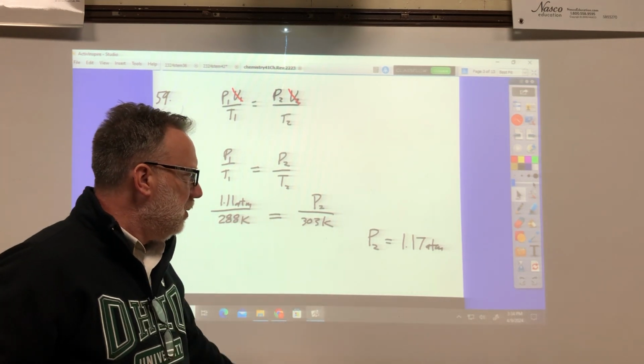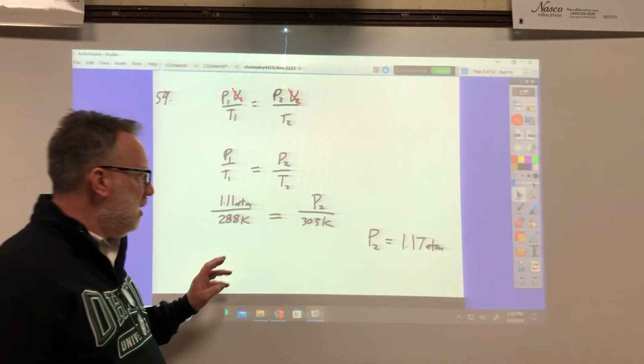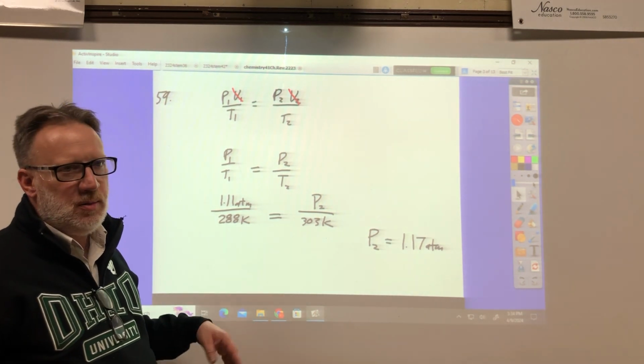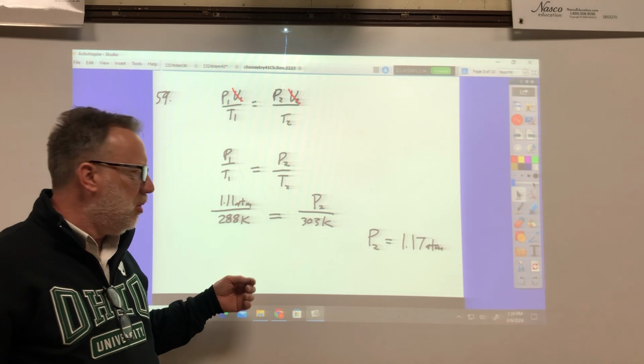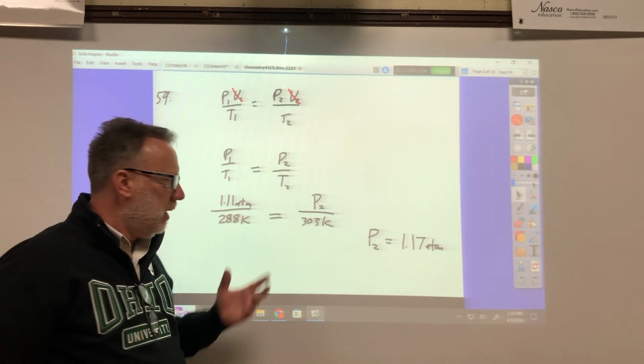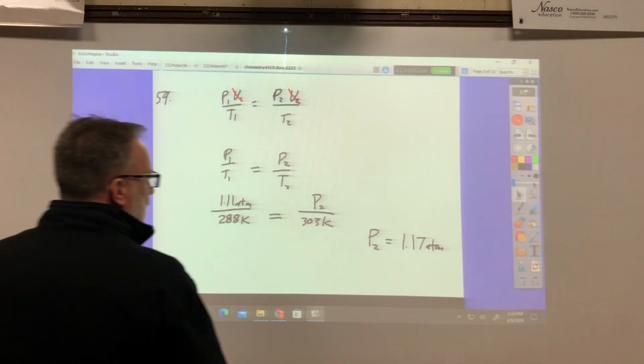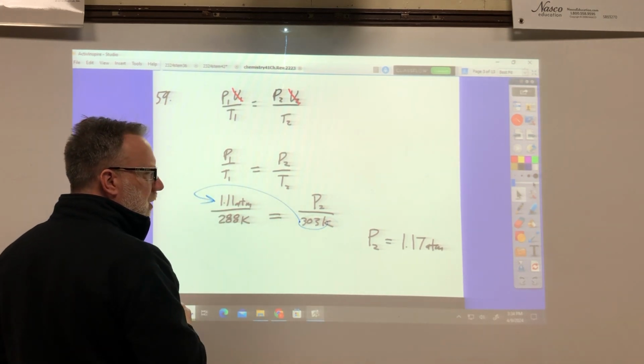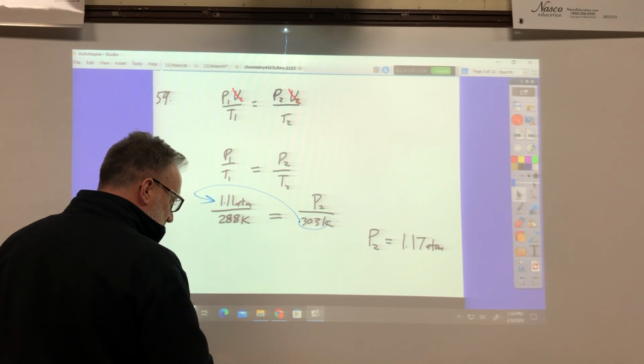Then you solve for P2. We're going through work on this. I told you to use Kelvin, not Celsius, a couple times, and pretty much people decided to ignore me and missed them anyway. Okay? So you're going to bring this out of the denominator, put it up here and multiply, and you get 1.17 atmospheres.